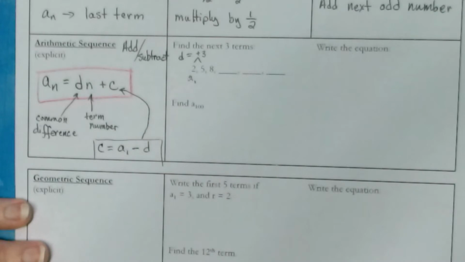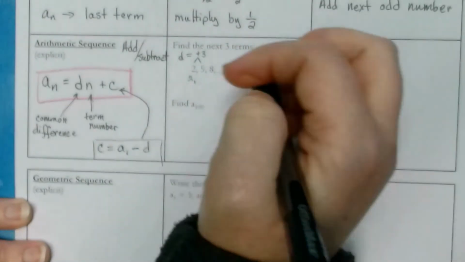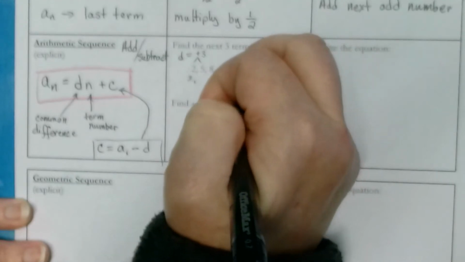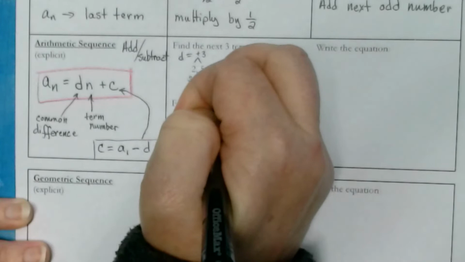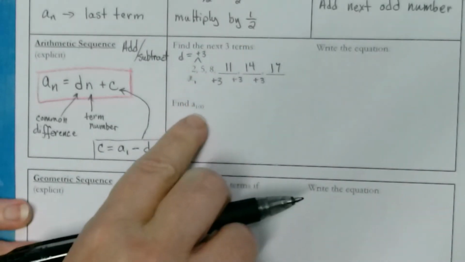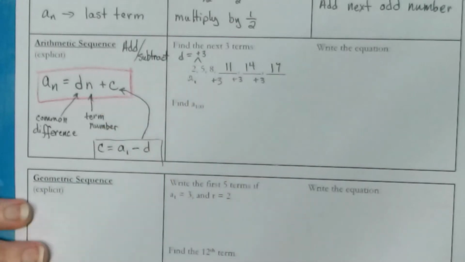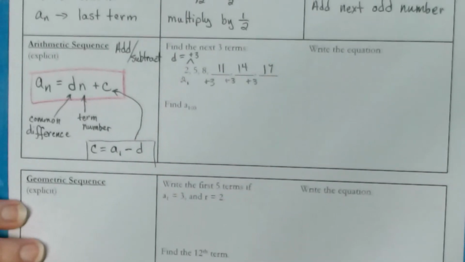So let's just find the next 3 numbers. If I add 3 to 8, I get 11. Add 3 again, I get 14. And add 3 again, I get 17. So each time I would just add 3. Well, we want to find the 100th term. I don't want to sit here and add 3 until I get to the 100th term, one, because I'm probably going to lose count, but two, because there's an easier, faster way to do it.